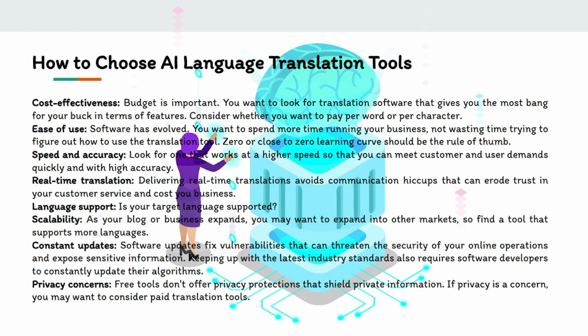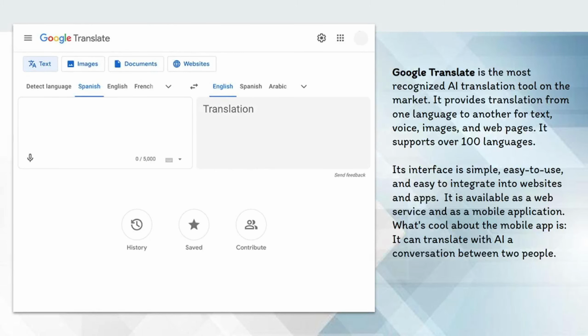Now, I will show you the best AI language tools for 2023. The first one is Google Translate. Google Translate offers a vast selection of languages and features real-time translation for text and speech. It's free and widely accessible.